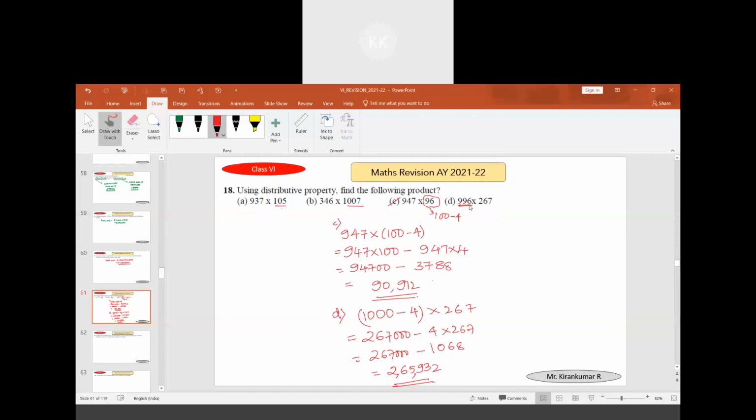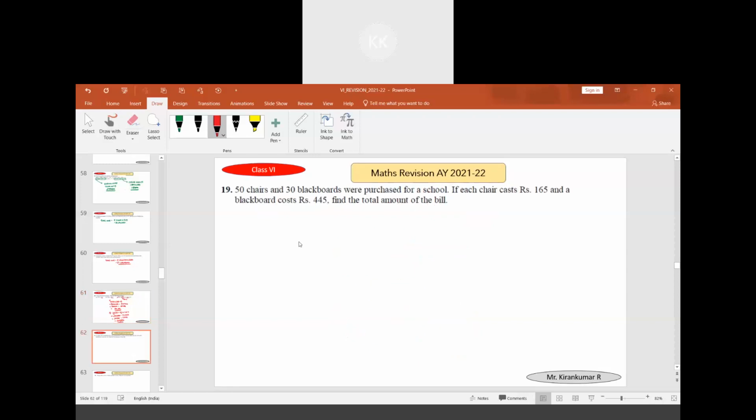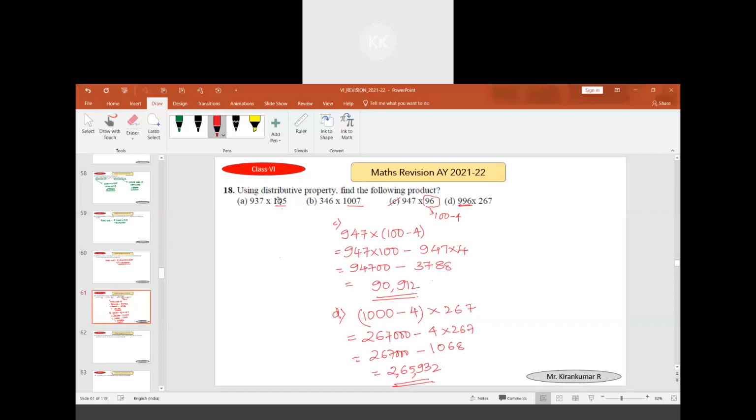So when a large number is there, you see which one can be written in an easier way, like multiples of 10 minus some number. That we have to see. And remember, when the question is related to using the distributive property, don't simply multiply and write. If you directly write the answer, it is not accepted. You have to use the distributive property.